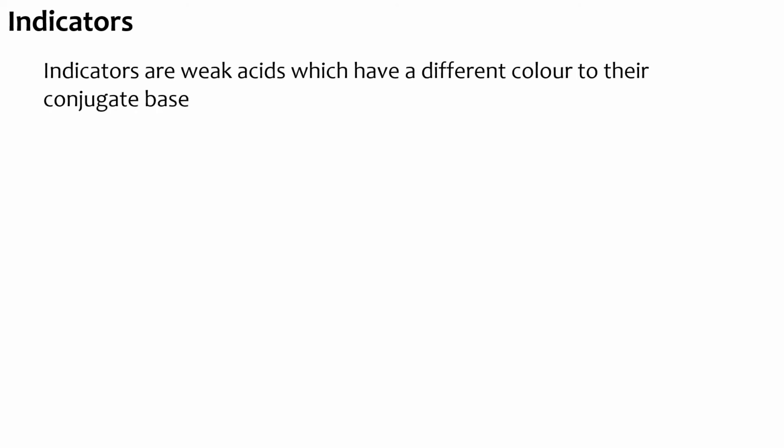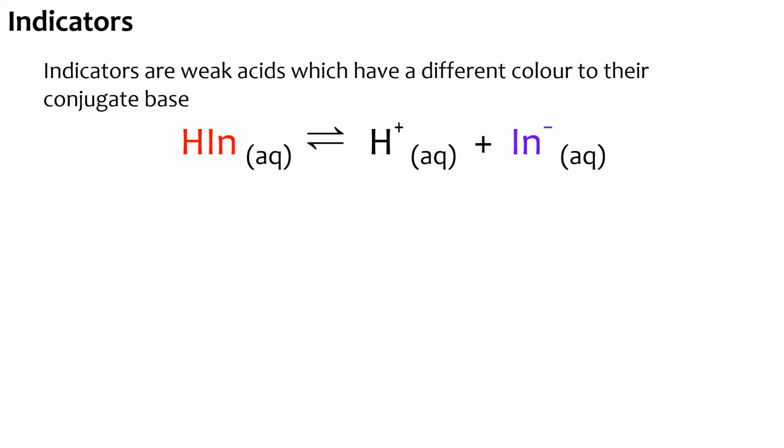And moving on to indicators, the final part of this video. Indicators are all weak acids which have a different colour to their conjugate base. Now remember, the conjugate base is formed when the weak acid donates its proton. So here we have just an example equilibrium reaction, HIN referring to the weak acid. We've got an H here because that can be donated, and the IN just refers to the rest of the molecule. That dissociates into H+ and the IN-, and it is in equilibrium.